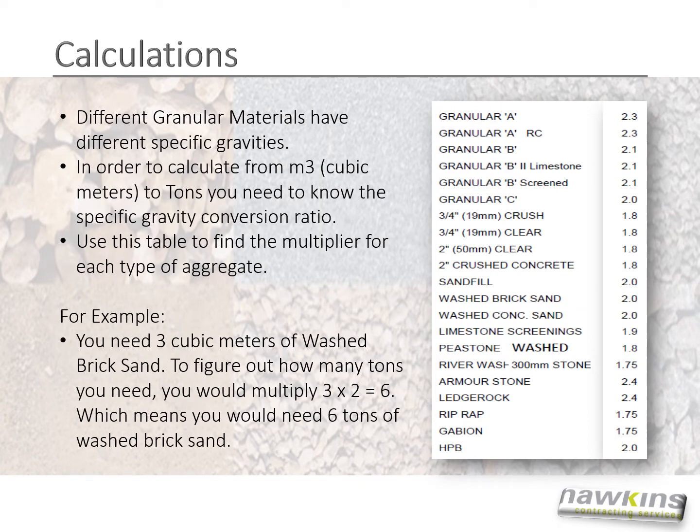Calculations. Different granular materials have different specific gravities. In order to calculate from cubic meters to tons, you need to know the specific gravity conversion ratio. Use this table to find the multiplier for each type of aggregate. For example, you need 3 cubic meters of washed brick sand. To figure out how many tons, you would multiply 3 by 2, equaling 6, which means you would need 6 tons of washed brick sand.